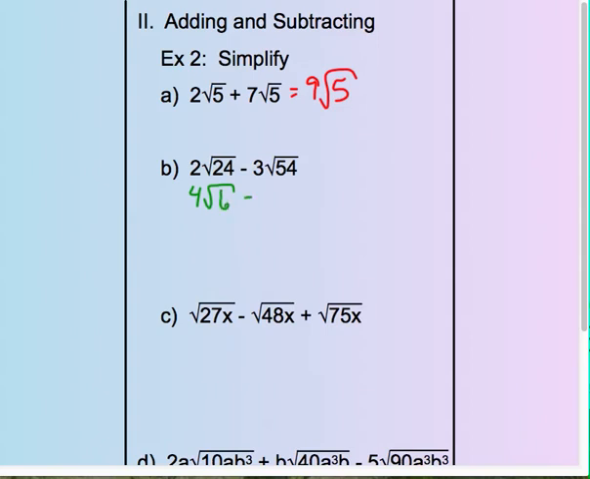Perfect square factor of 54 is 9. Square root of 9 is 3, multiply that by the 3 that's already there. And there was a 6 left over. Now we have the same number under the radical. 4 minus 9 is negative 5 square root of 6.